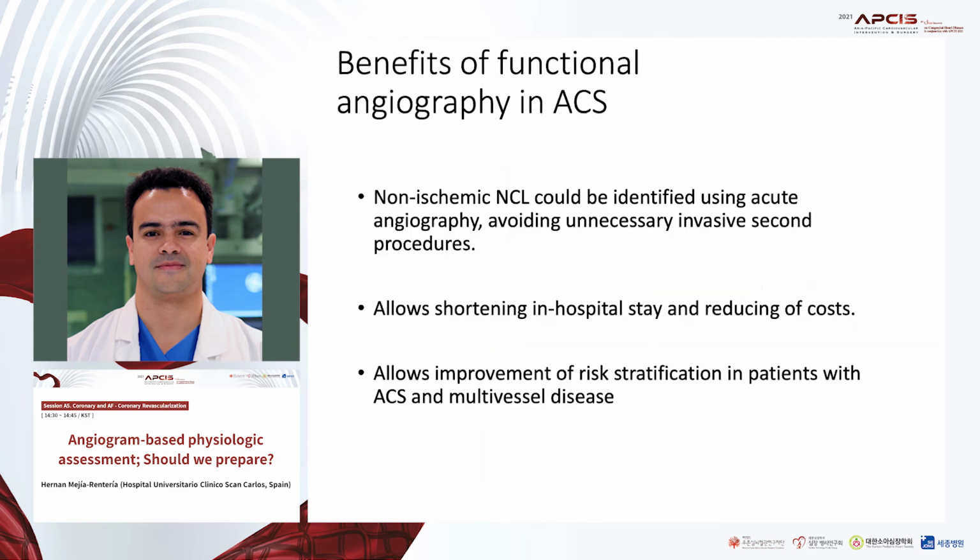So in the acute coronary syndrome setting, functional angiography methods are useful to evaluate the functional significance of non-culprit lesions using the acute angiography and avoiding unnecessary second invasive procedures. And therefore, these techniques may shorten the hospital stay and allow us to identify patients that remain at a higher risk of adverse clinical outcomes after PCI of the culprit vessel.